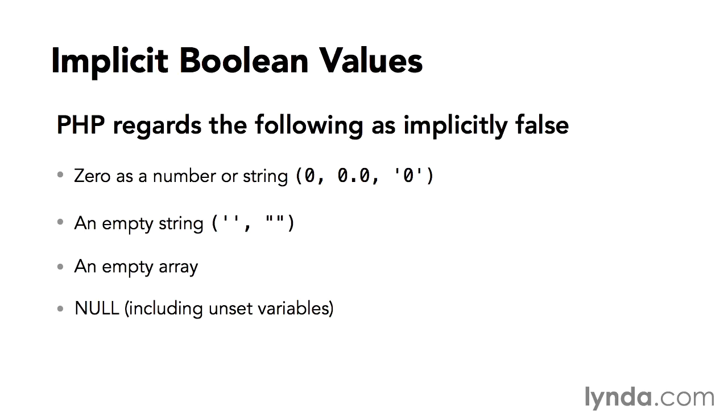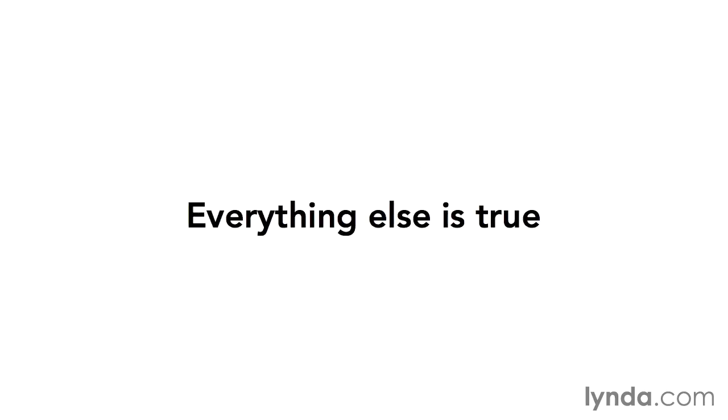As a result, variables that don't exist or that have been unset are also treated as false. However, trying to use an unset variable will normally generate a warning notice, so it's not a good idea to use one in a condition. A simple XML object created from empty tags is also regarded as implicitly false. Simple XML is beyond the scope of this course, so you can ignore it at this stage. Everything else is true. Even -1 is true.